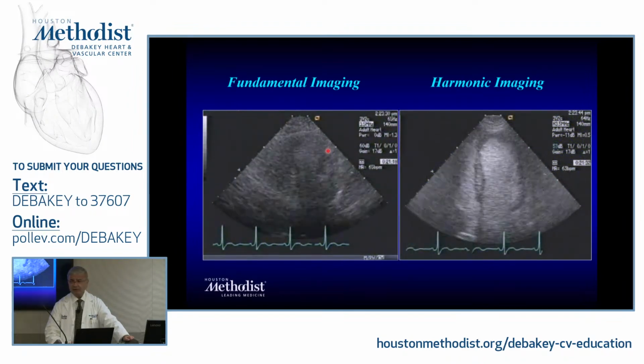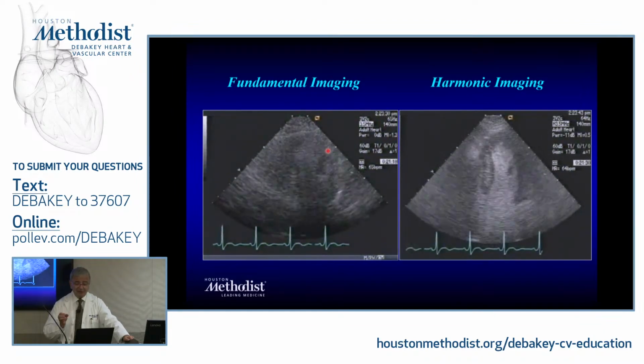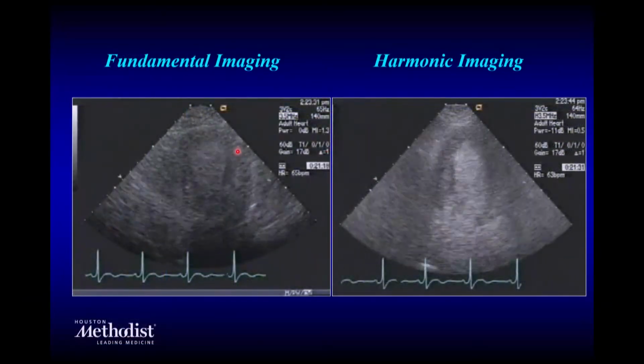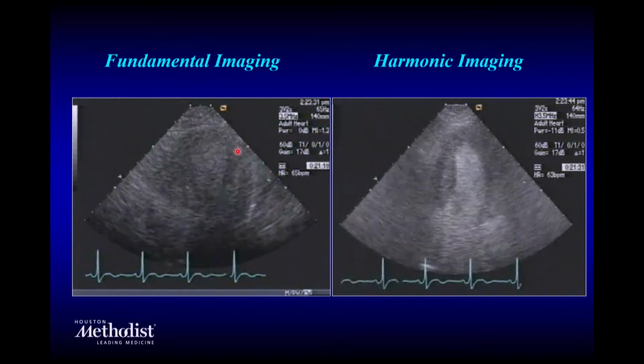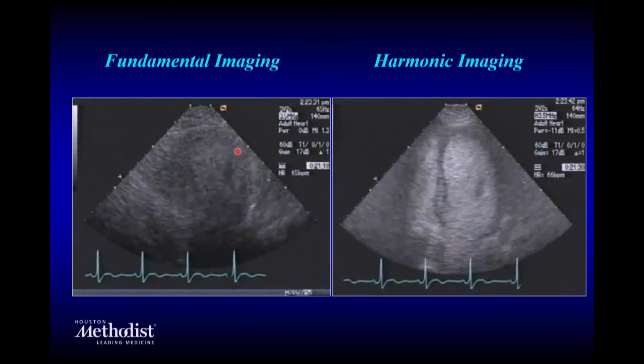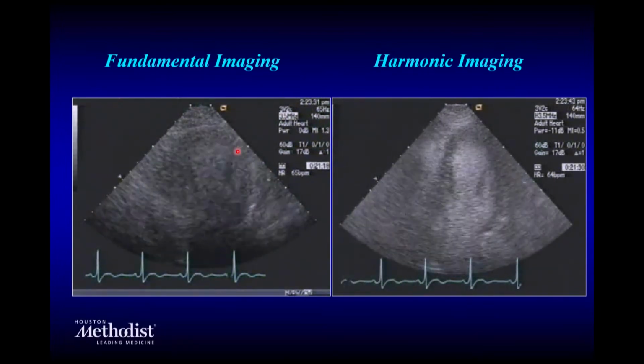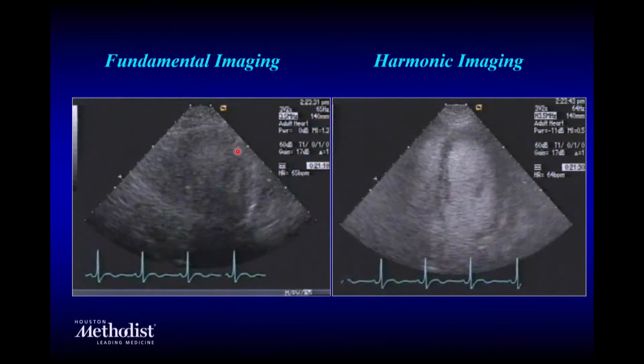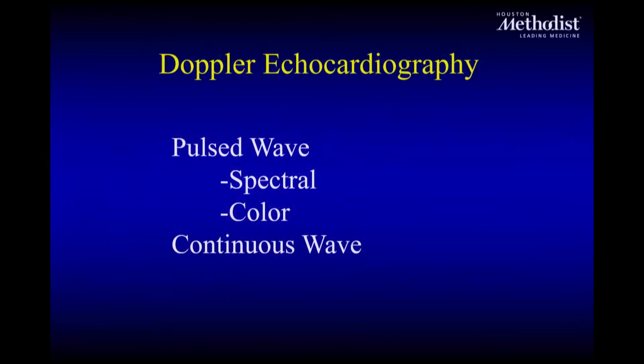You see a difference? I don't have to explain it to you, but the difference is the signal from the bubbles is much stronger than the myocardium, right? So for you to enhance contrast, you have to image with harmonic imaging, okay? All right, let's switch to other things now.